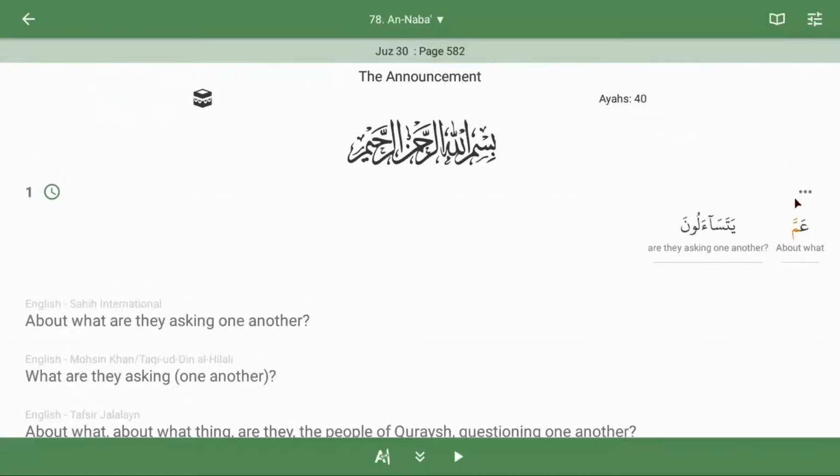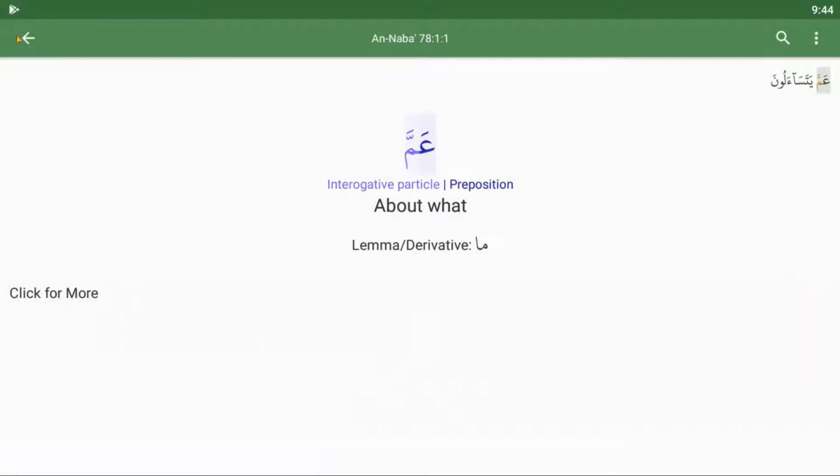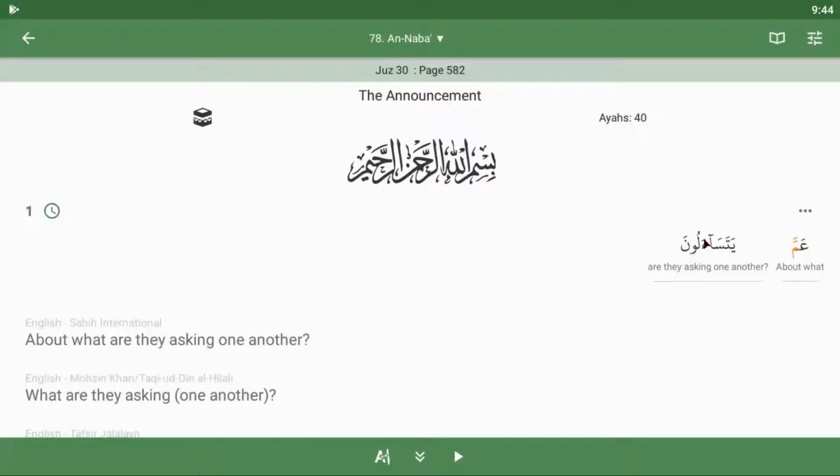Amma yatasa'alun. Amma, as we learned before, is a joint of two words, an plus ma. About what? It was actually an ma with an alif. Many times, when a preposition joins with an interrogative particle like ma, you drop the alif. Not all the time, but many times it happens. So that is amma. Amma, about what?